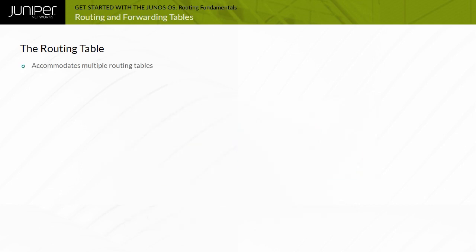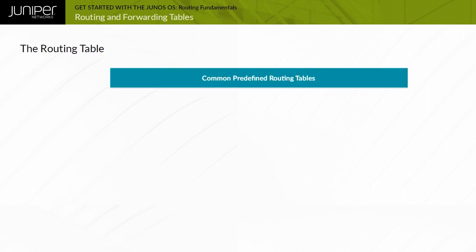Devices running Junos OS can accommodate multiple routing tables. The primary routing table, inet.0, stores IPv4 unicast routes. Additional predefined routing tables exist, such as inet6.0, which Junos OS creates when the configuration requires it. An administrator can create custom routing tables as needed. Here are the common predefined routing tables you might see on a device running Junos OS.